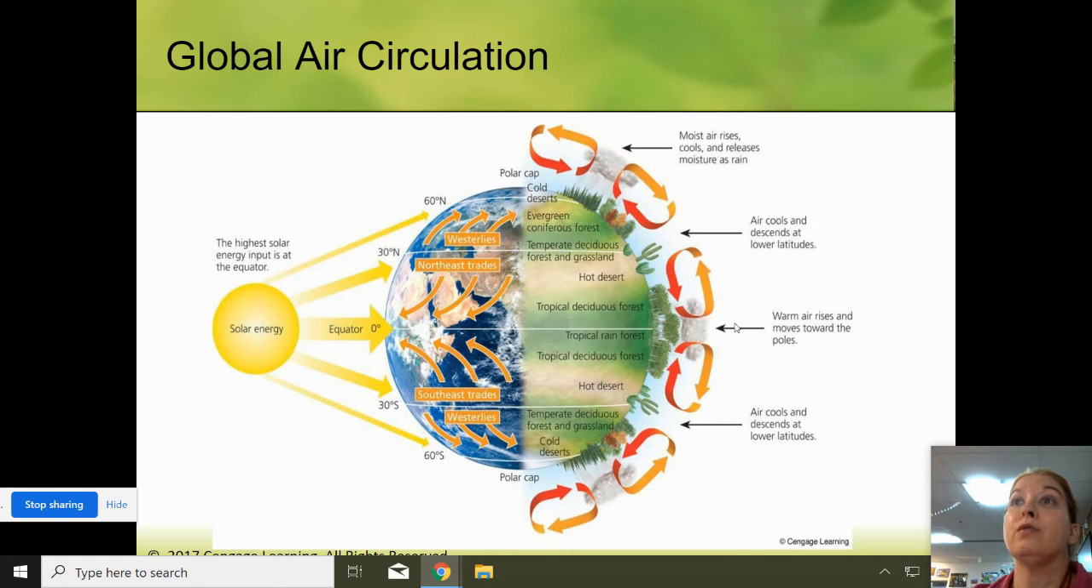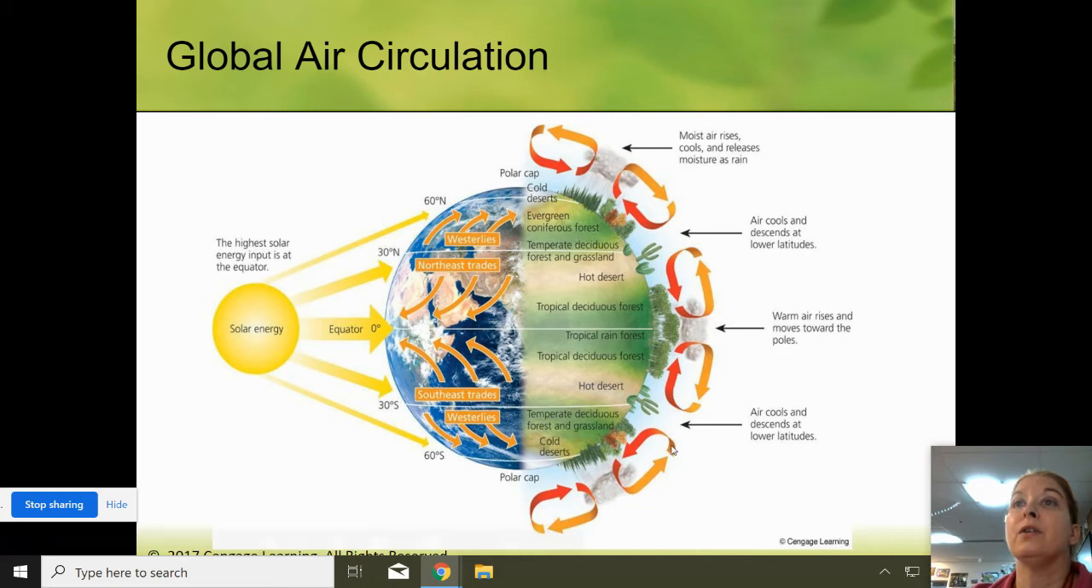So warm air is going to rise and move towards the poles. As it does that, it's going to dump all of the water that was in the air. And that's where you get all these awesome tropical rainforests and tropical deciduous forest. Then that air is out of water and it's going to cool down and it's going to sink. And that's where you get your deserts in the planet.